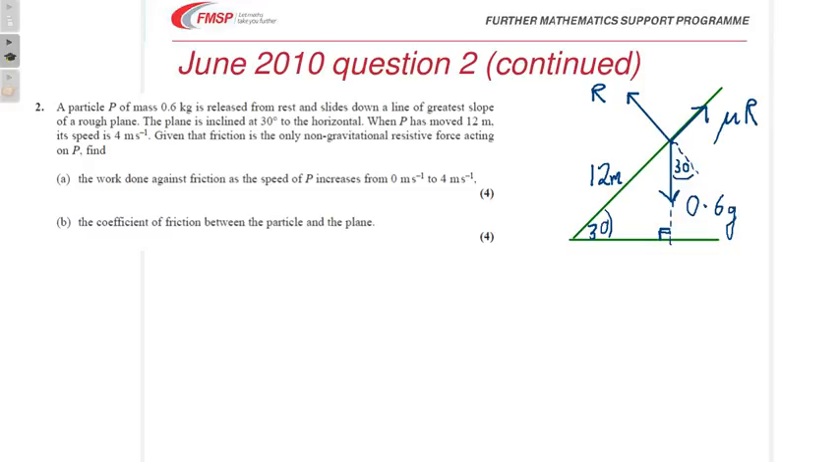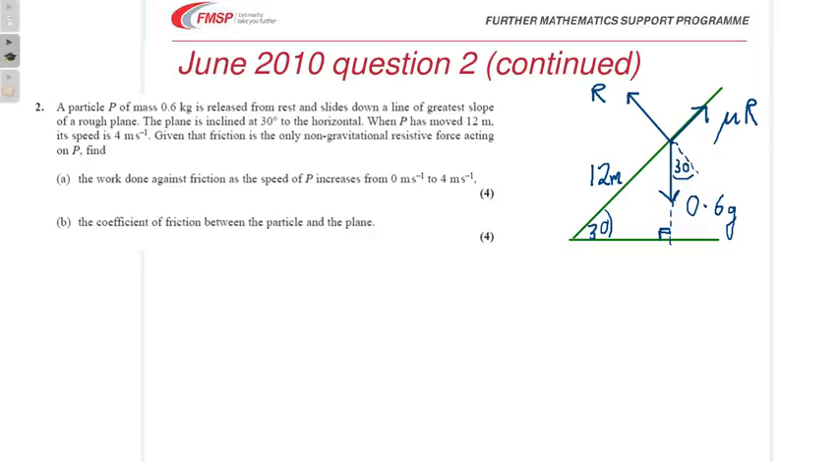We have to find the work done against friction as this particle slides down the plane. It slides a distance of 12 meters. Friction is mu R. We don't know mu yet, but we don't need it for this part. We have to find mu in part B.